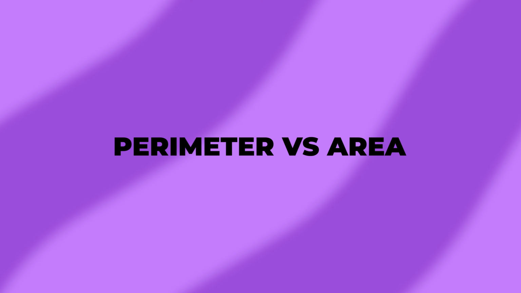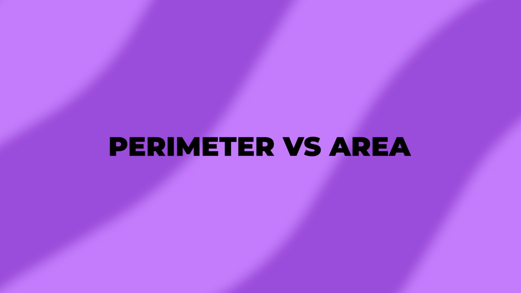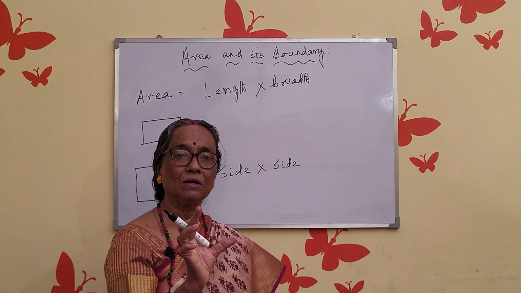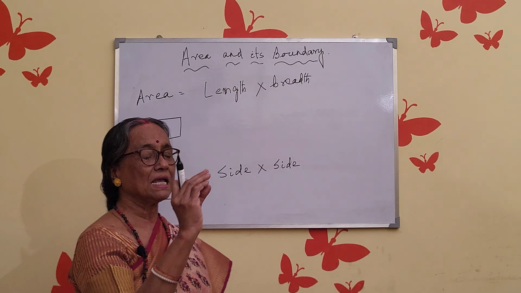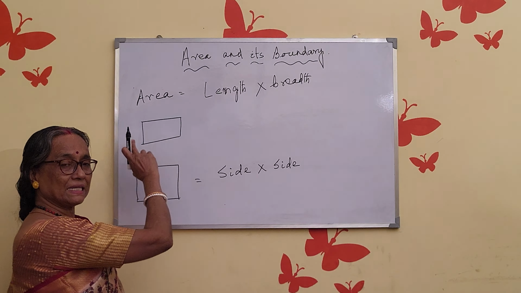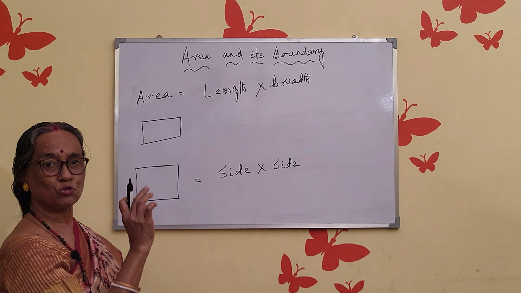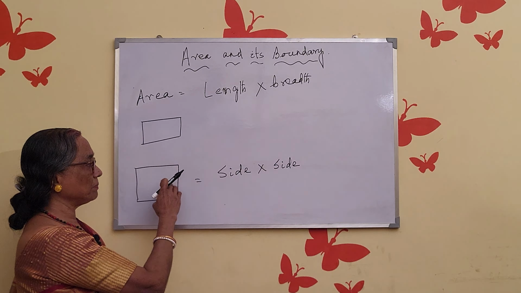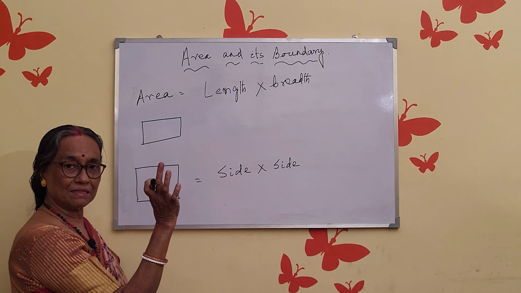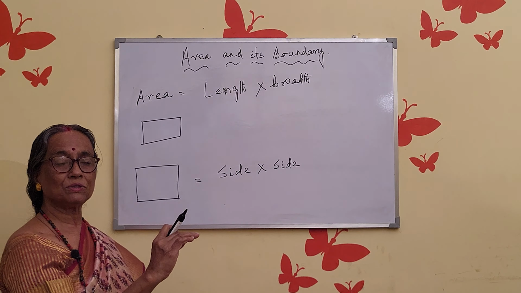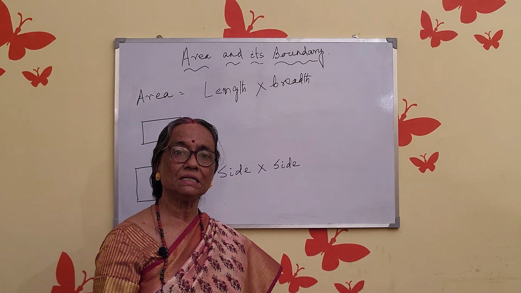Now, see, what is the difference between perimeter and area? While we are finding out the perimeter of a shape, we have to use the linear unit, and while we are finding out the area of the shape, we have to use the square unit. Area is for a two-dimensional shape, to measure the space, and while we are finding out the perimeter, we use the length.